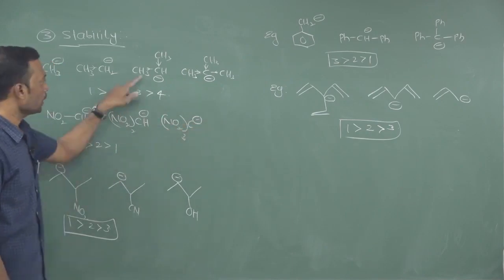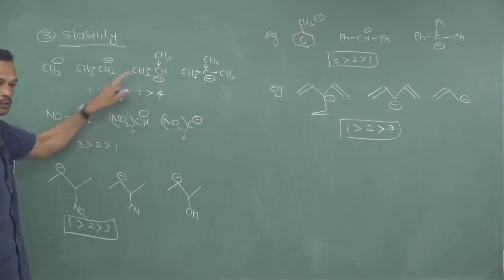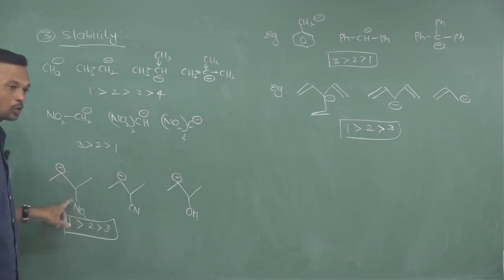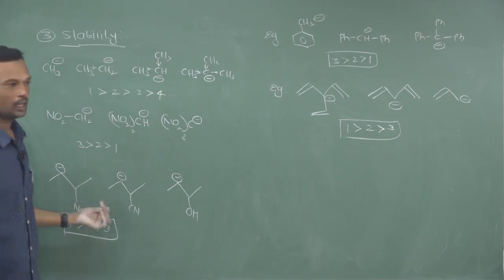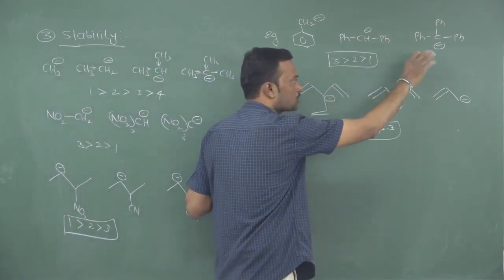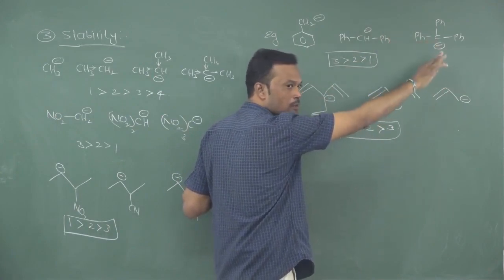So electron donating groups decrease stability, withdrawing groups increase stability. As electron withdrawing group strength increases, stability also increases. And here, as conjugation increases, stability also increases. As delocalization increases, stability also increases.